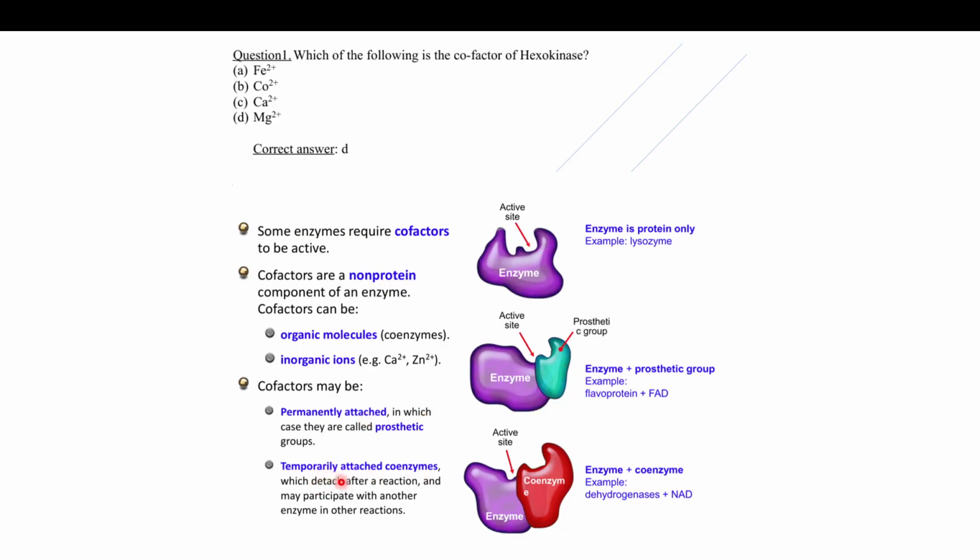There can also be temporarily attached moieties onto the enzymes to make them functional during a particular reaction, and then they can detach from the enzyme to help in some other reaction or some other enzyme. So this is what is called a cofactor. So for this particular question, the cofactor of hexokinase is magnesium 2 plus.